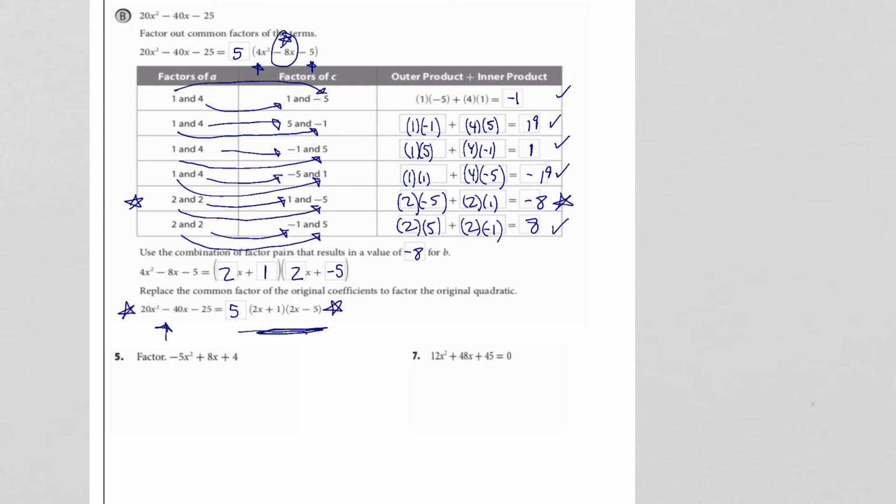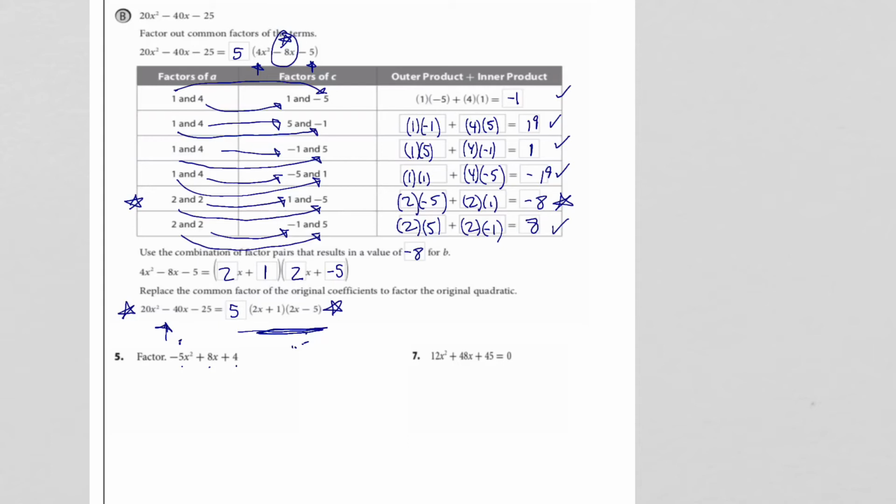So in Chapter 7, we went from here to get to there. In Chapter 8, we go from here to get to there. So let's take a look at these two examples. The first thing I try to figure out is, is there a common number between 5, 8, and 4 that I can pull out? And they don't share a common factor, so I can't do that.